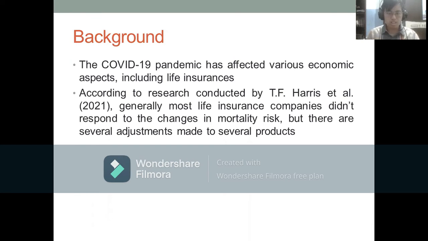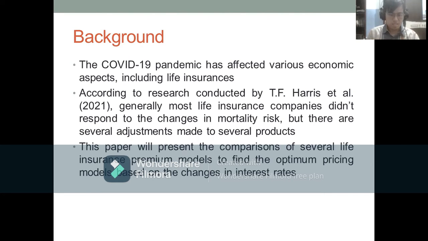Then, according to the research conducted by Jeff Harris et al. in 2021, generally, most life insurance companies didn't respond to the change in mortality rates, but there are several adjustments made to several products, such as the increase in net pricing on high-risk individuals. And this paper will present the comparison of several life insurance premium models to find the optimum pricing model based on the change in interest rate.